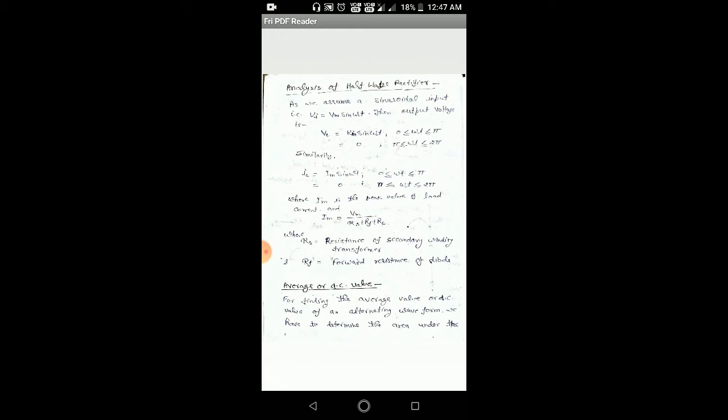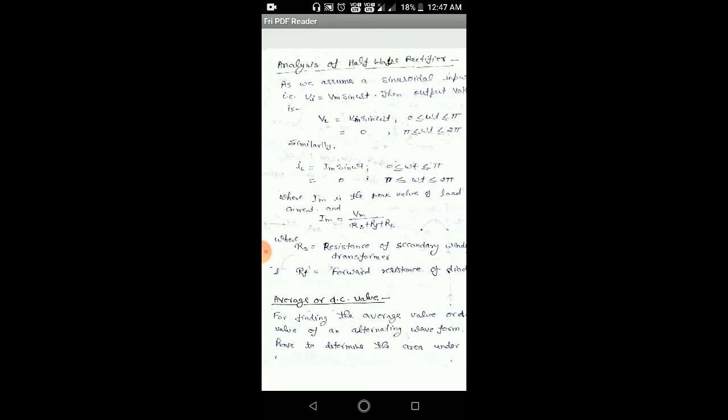Similarly, the value of the output current or load current IL is equal to Im sin omega t for omega t greater than or equal to 0 and less than or equal to pi, and IL is equal to 0 for omega t greater than or equal to pi and less than or equal to 2 pi, where Im is the peak value of the load current and Im equal to Vm upon Rs plus Rf plus RL, where Rs is the resistance of the secondary winding of the transformer and Rf is the forward resistance of the diode.